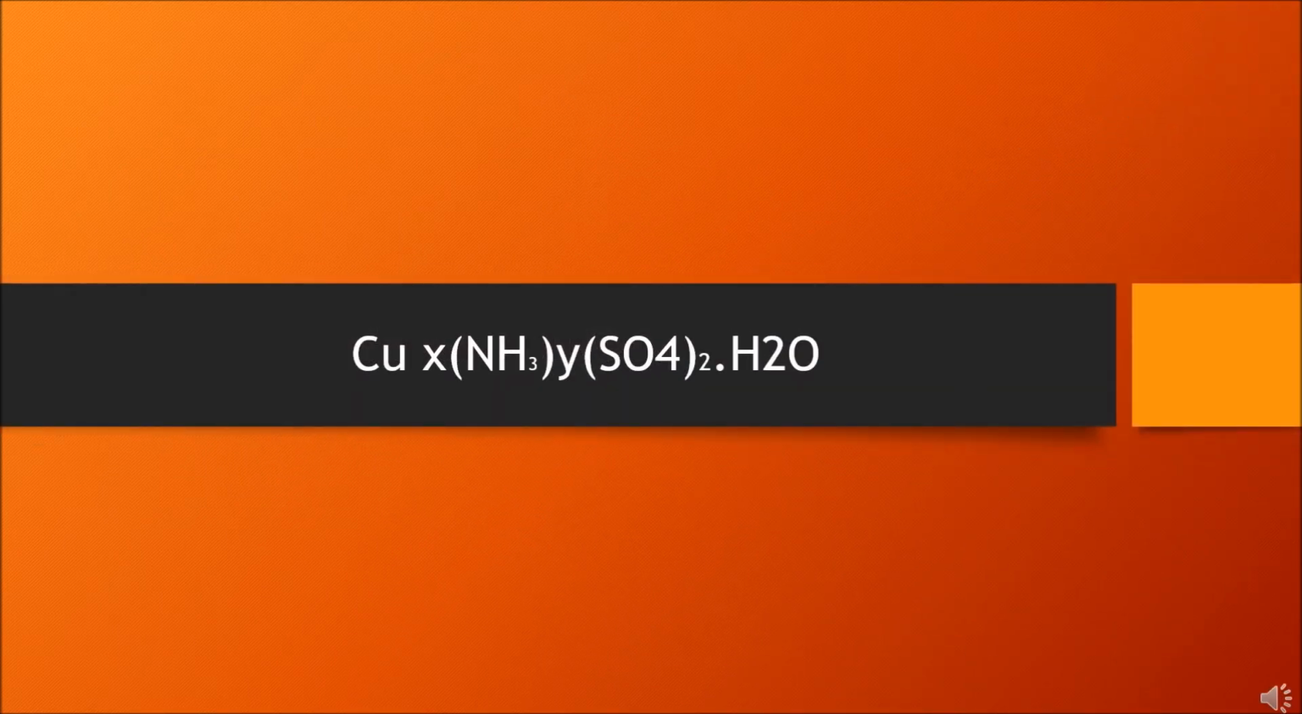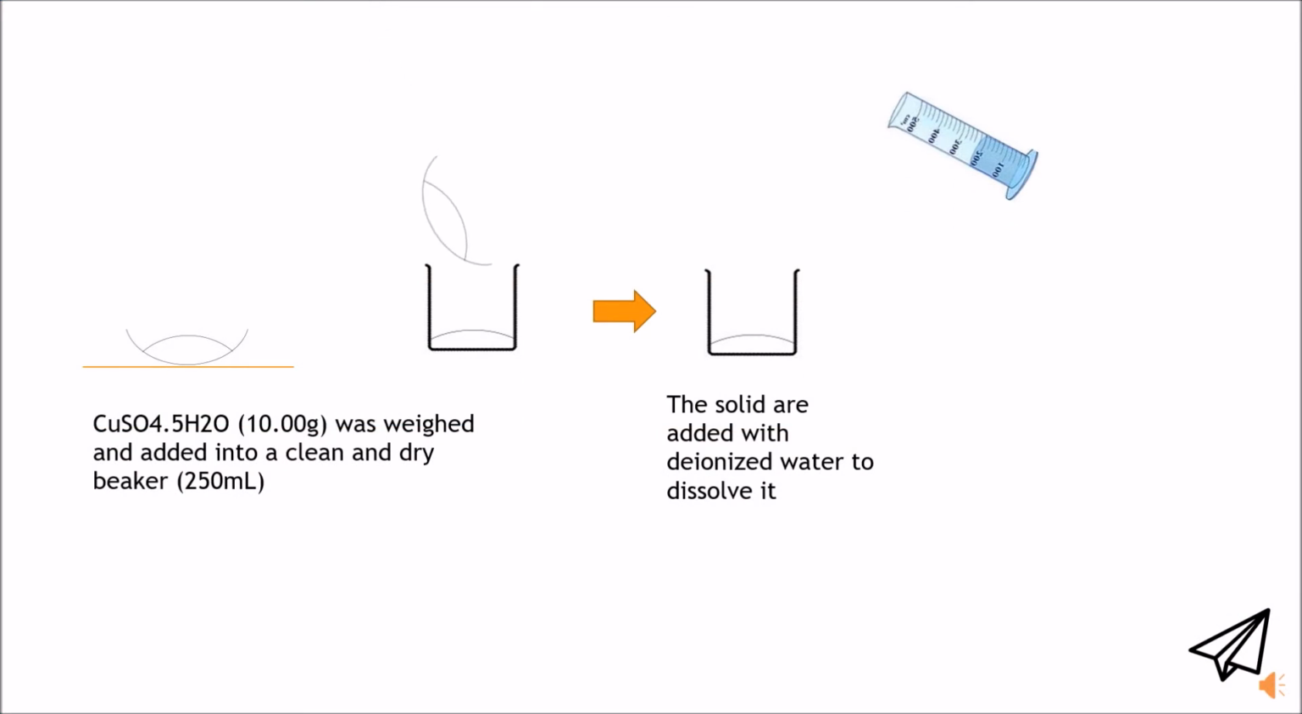In this experiment, we have synthesized and determined the molecular formula for a copper complex having the general formula. Firstly, hydrated copper sulfate was weighed and added to a clean and dry beaker. The solid was added with deionized water to dissolve it.